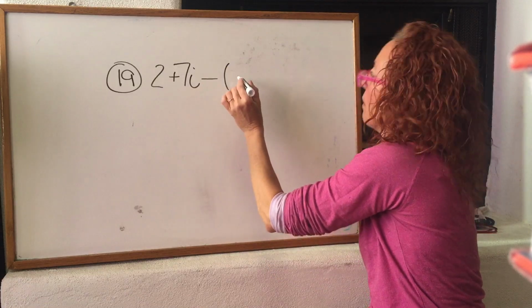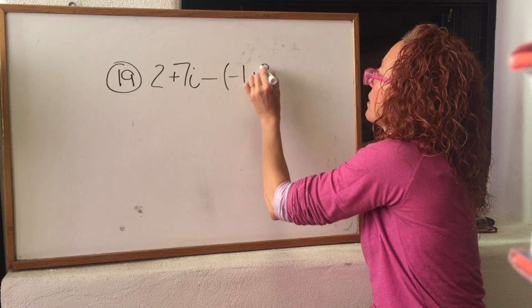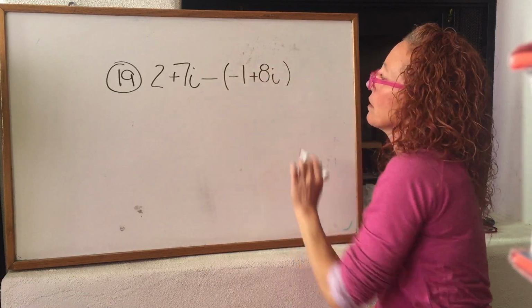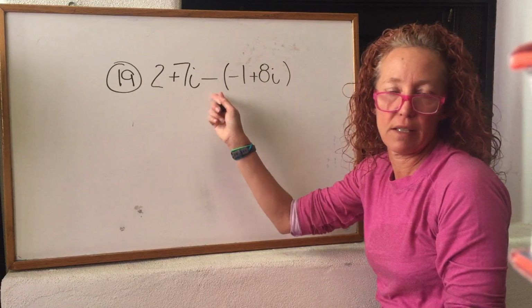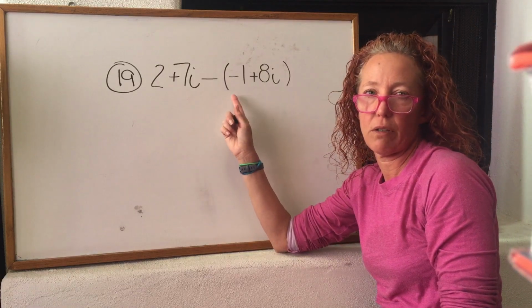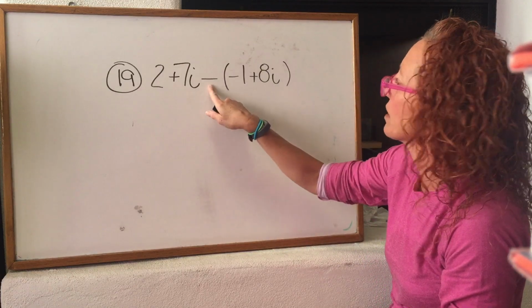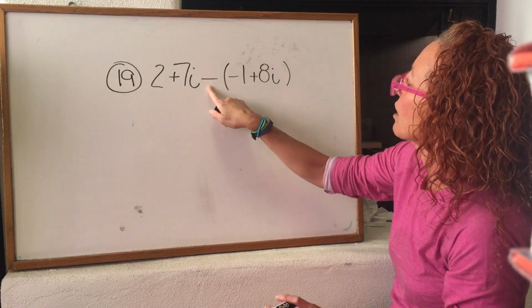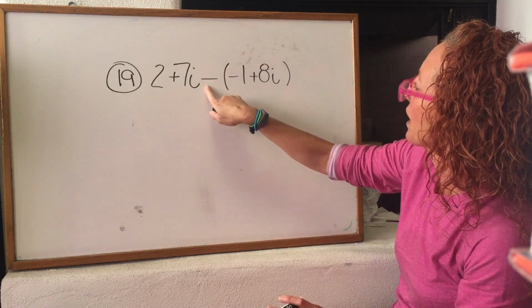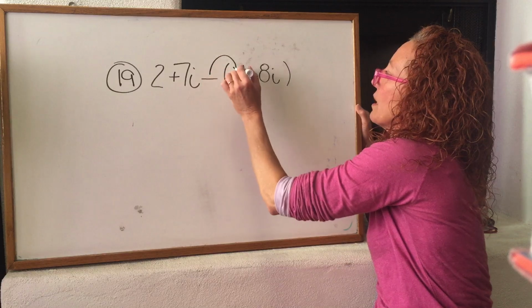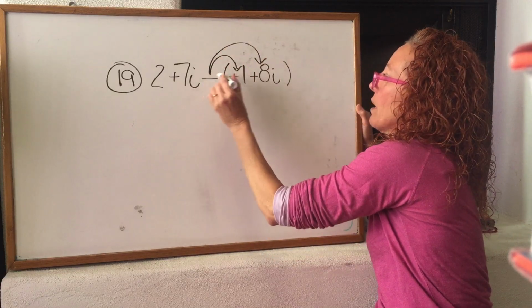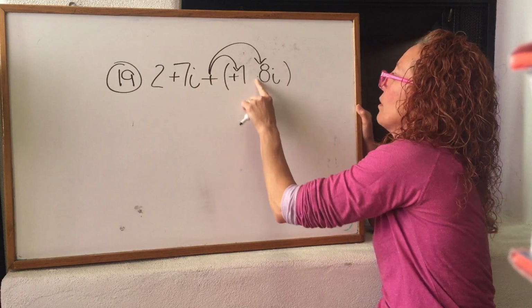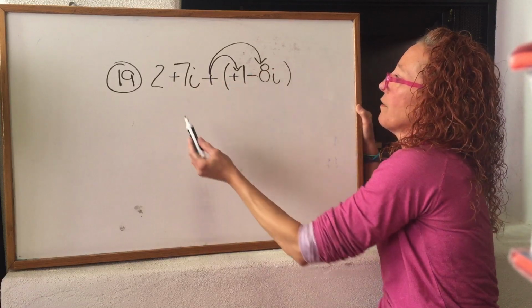minus 1 plus 8i. And so I need to distribute that negative. One of the things that was a commonly missed question on the chapter 6 test was there was a place with the fractions, and sometimes some people are still forgetting to distribute. So we just need to make sure we multiply that through. So this becomes a positive, and that becomes a negative.